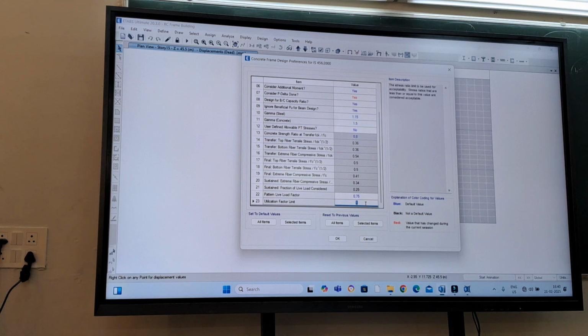Utilization factor is 1, meaning whatever force you have applied, whether 100% will be considered for design or not. In the load case, we apply some factors like 1.5, 1.2. That is part of the load factor given in the code. But separately, the software also asks whether the load you have applied should be considered 100% for design or not. Maybe some codes have this criterion. We do not have this criterion in our code. So you just keep it 1.